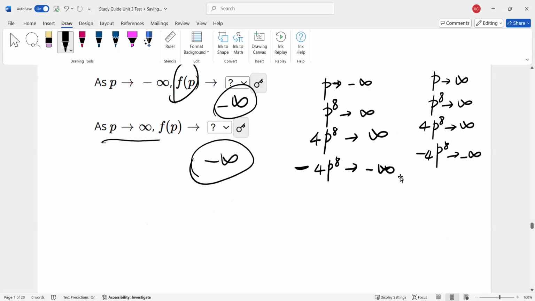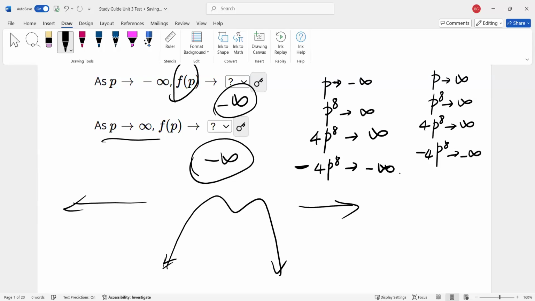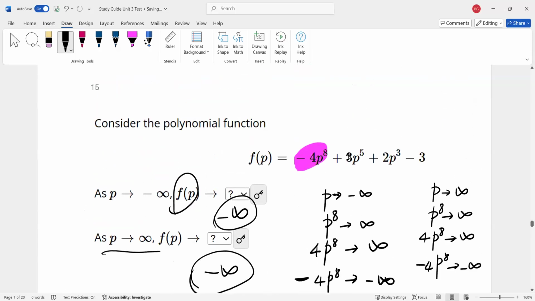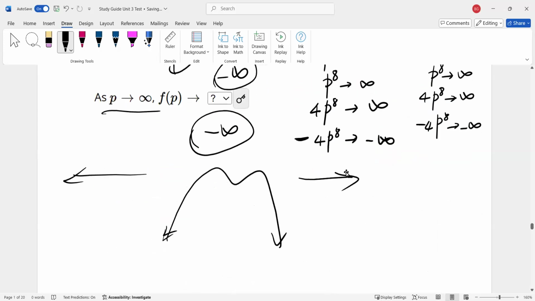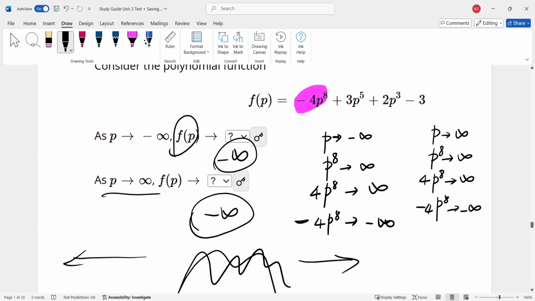So basically, it's going to be like an M shape like that. When p approaches negative infinity or positive infinity, the function approaches negative infinity. It's degree 8, so it's going to be more complicated in the middle, but the end behavior is to go down on each side.